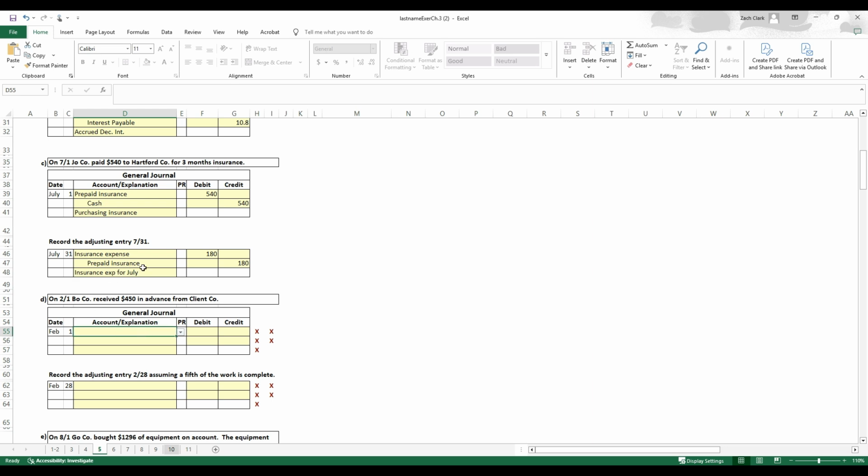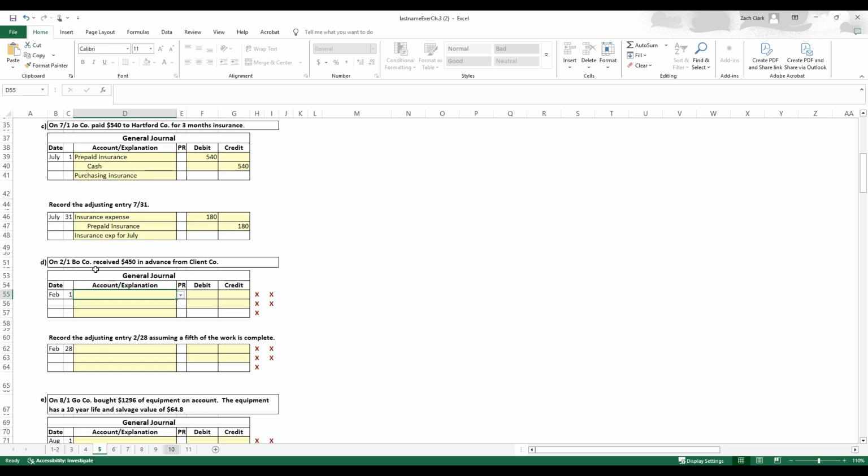Okay. On 2/1, we received $450 in advance from a client. And so we're going to say we haven't done this work. I mean, that's what we're assuming here. It's an unearned revenue type of situation. And so we're going to record the fact that we got the cash, but it's not our cash yet. We're just holding it for the client, if you want to think of it that way. We'll just call it client co-deposit. We'll just say that.